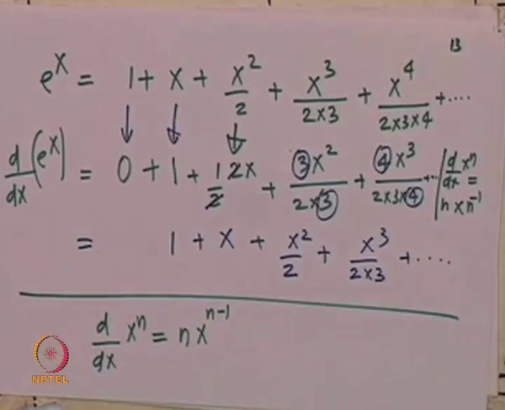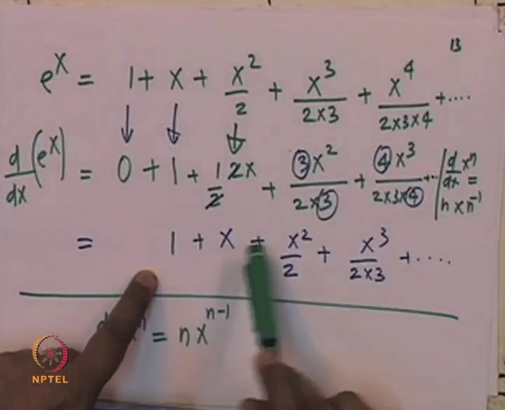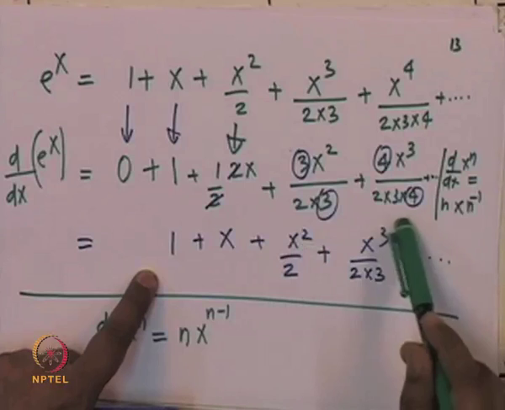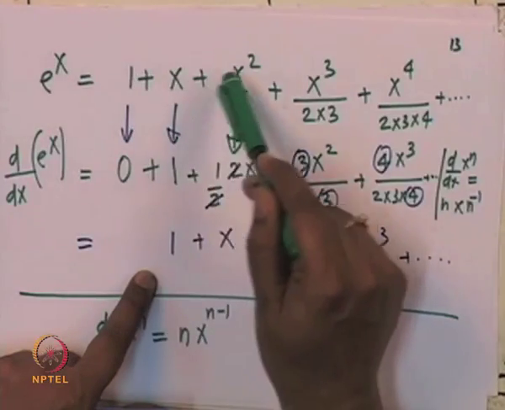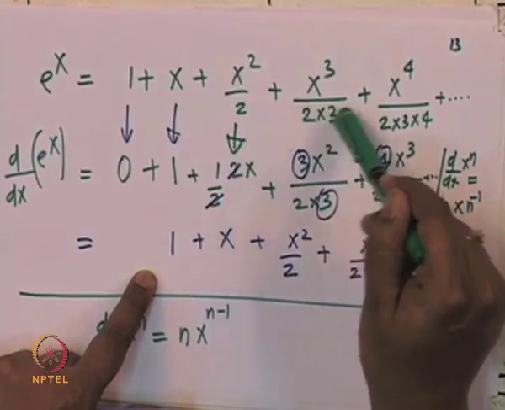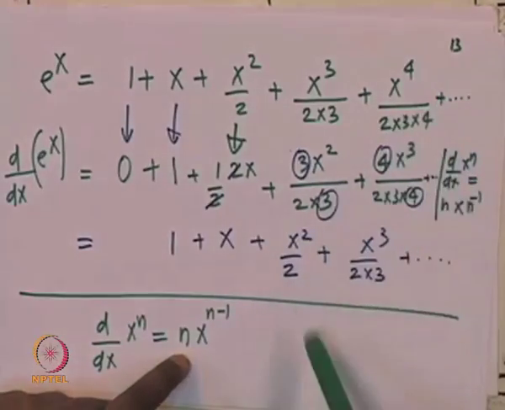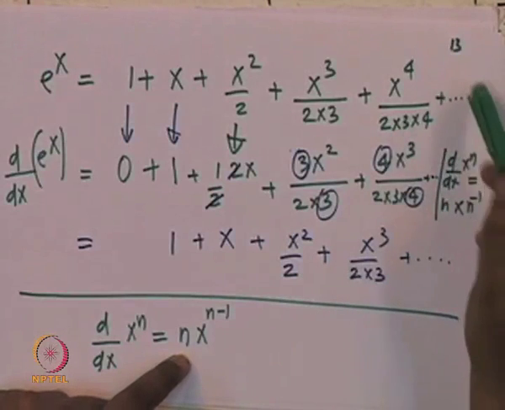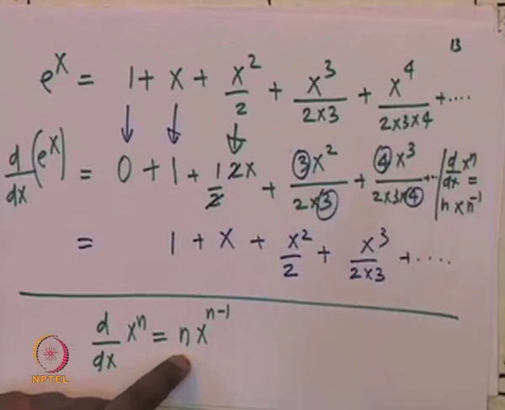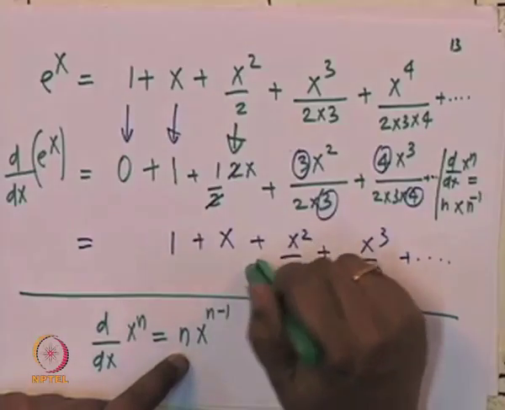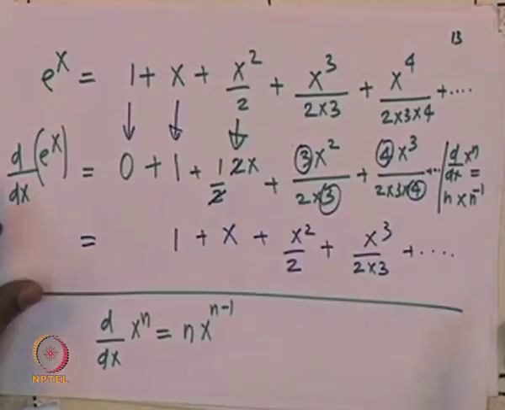So what did we get finally? Let us compare what we got here and what we had here. We got 1 plus x plus x square by 2 plus x cube by 2 into 3 and so on. And what do we have here? 1 plus x plus x square by 2 plus x cube by 2 into 3 and so on. So this and this are exactly the same. If we take the next term, the x power 5 term, and find its derivative, we will get this. Since this is an infinite series, you will get exactly this as this. What does this mean? This means that the derivative of e power x is e power x itself.